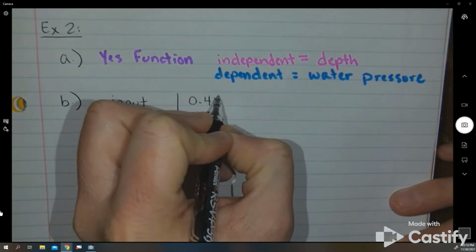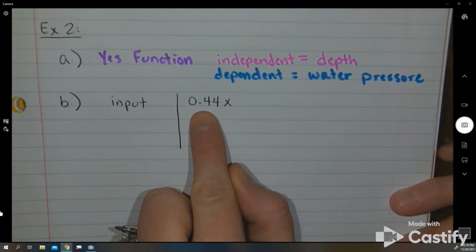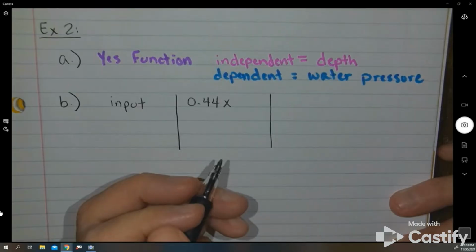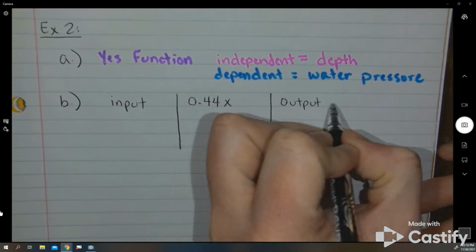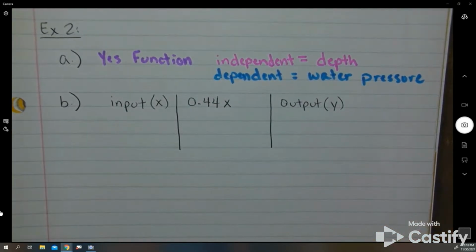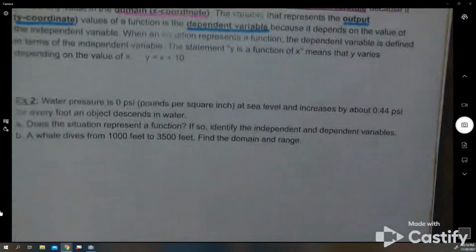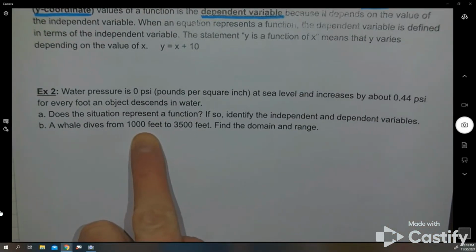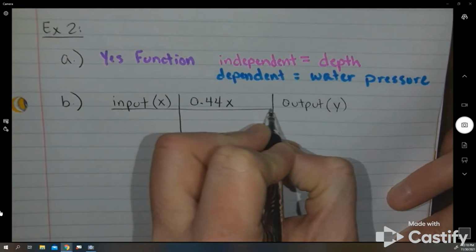So for every foot we go down, we'll call that x, right? Every foot we go down, the pressure increases by 0.44. We got that from our original problem. And then we've got our output. Okay, so if we look back at the question that they're asking us, they started at 1,000 feet. All right, so let's figure out what the pressure is going to be for this whale at 1,000 feet.